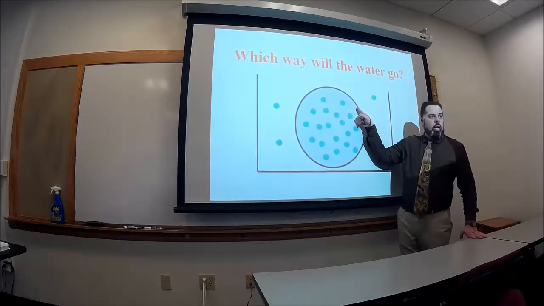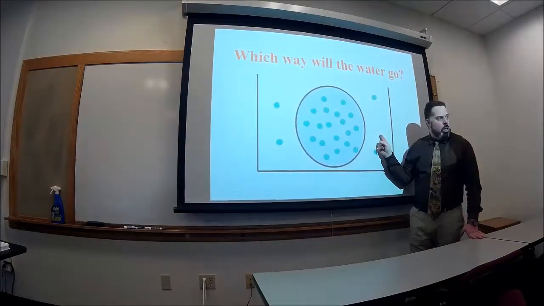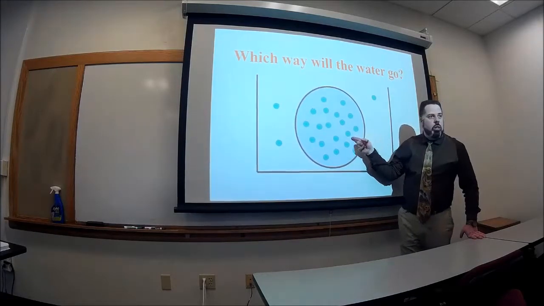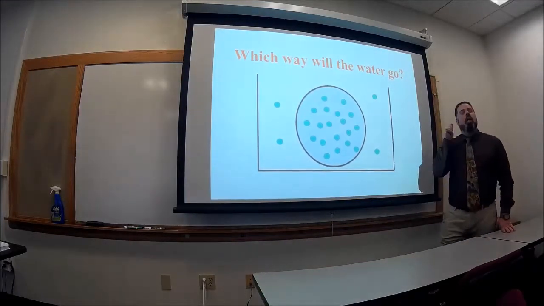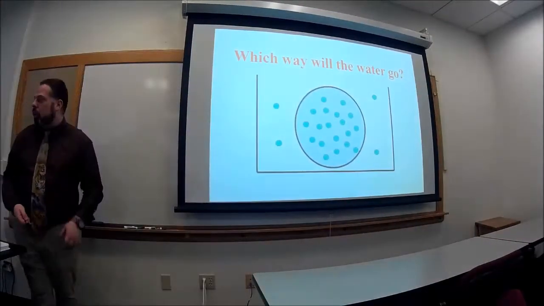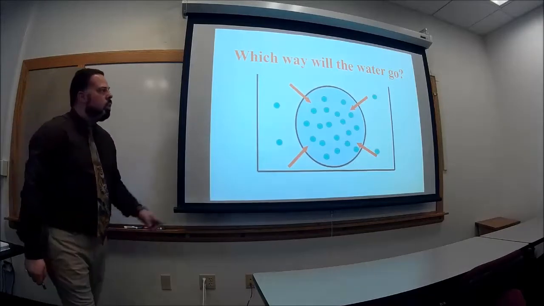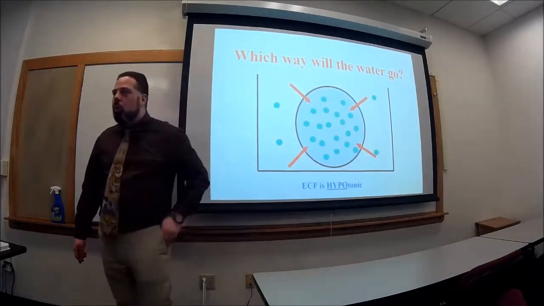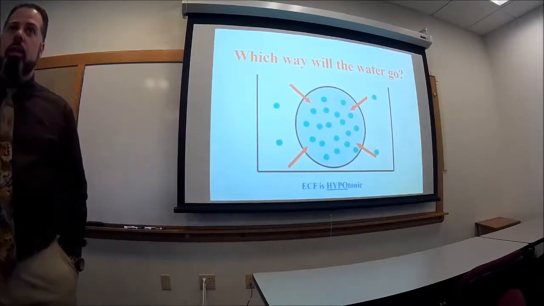So we put this cell into a hypotonic solution. Does the water want to go into the cell or out of the cell? Into the cell, right? Because it goes where there's more solutes. The water will go into the cell, and we say that the extracellular fluid is hypotonic. It's more dilute than inside the cell itself.